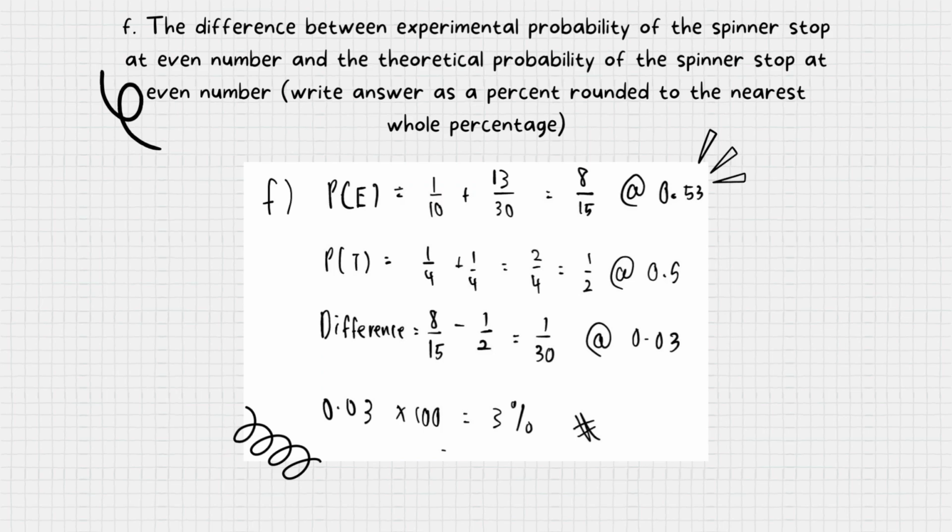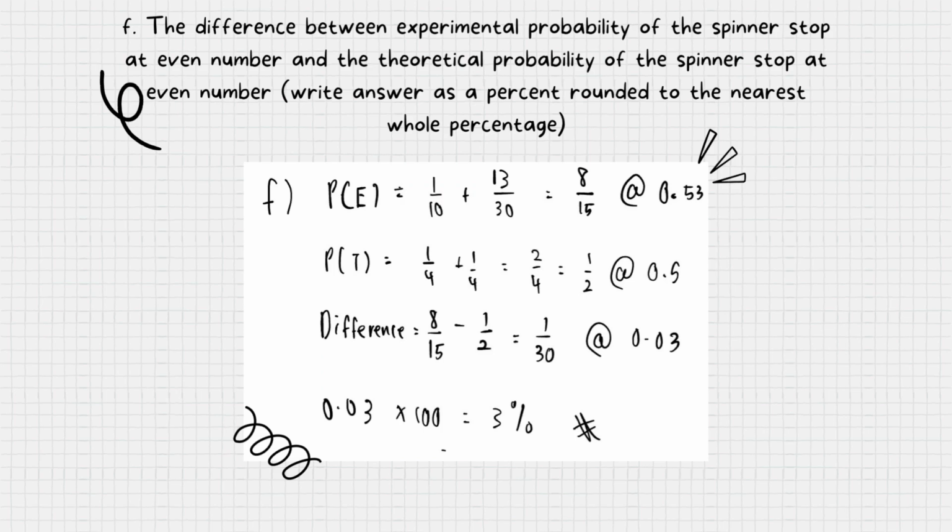Same goes to theoretical probability. We need to sum up the probability of the spinner stopping at number 2 and 4. So we need to add 1 over 4 with 1 over 4, then we'll get 2 over 4, and we can simplify it to 1 over 2, or in a decimal point, we'll get 0.5.